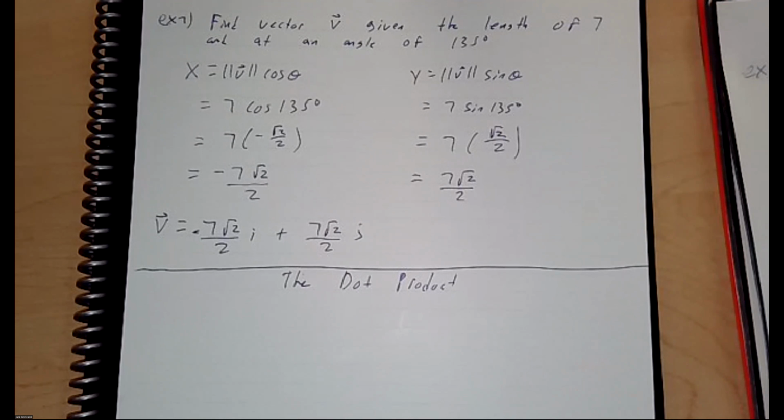So the dot product is just like a special multiplication for vectors. The only difference is it's not like normal multiplication. It's component by component, kind of like how when you add vectors, you add the i's and the j's. So when you multiply, you're going to do i times i, j times j. And that's it.